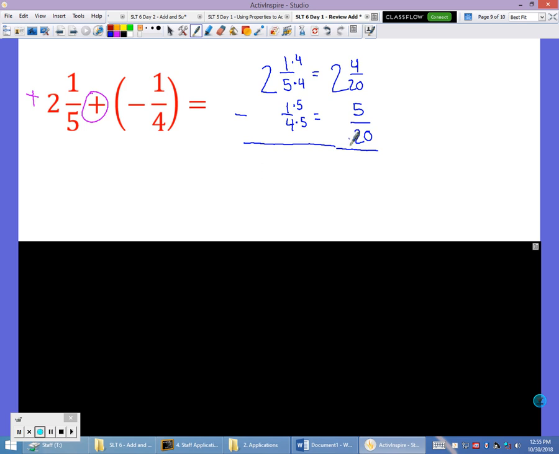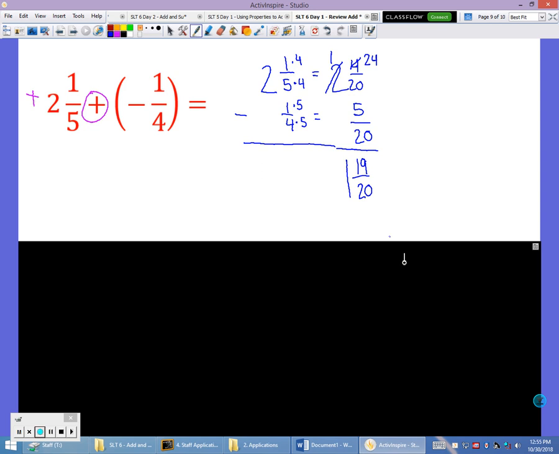To subtract these two numbers, I'm going to need to get some more 20ths because I cannot subtract 4 minus 5. In order to do that, I'm going to borrow from here, rename, take 1 whole away. So instead of 4/20, I have 24/20. I took one whole and made it 20/20 and added the 4 that I already had. Now I can subtract. 24 minus 5 is 19, and my denominator stays 20. 1 minus 0 is 1. So my answer is 1 and 19/20.